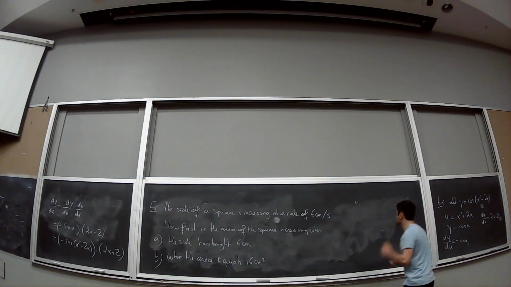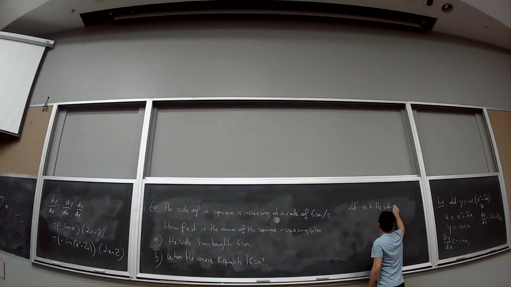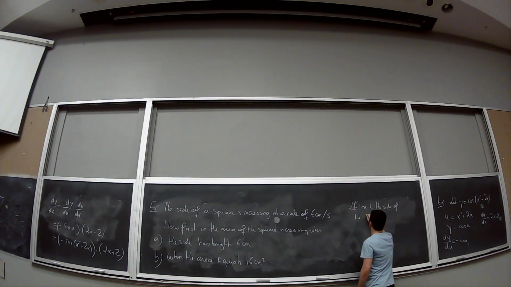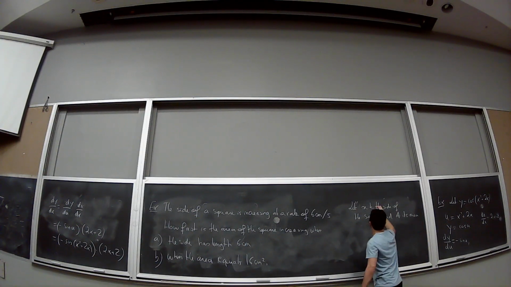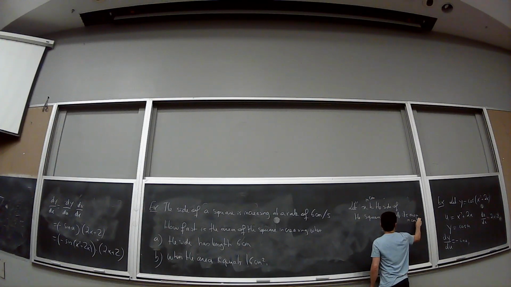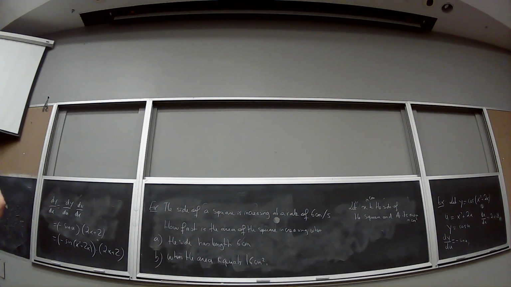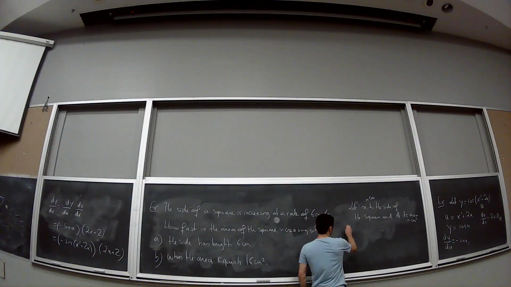So let x be the side of the square, and A its area. Okay, x in centimeters, and area in square centimeters. How do we relate x and the area? What's the area of a square? X squared. So A is equal to x squared.